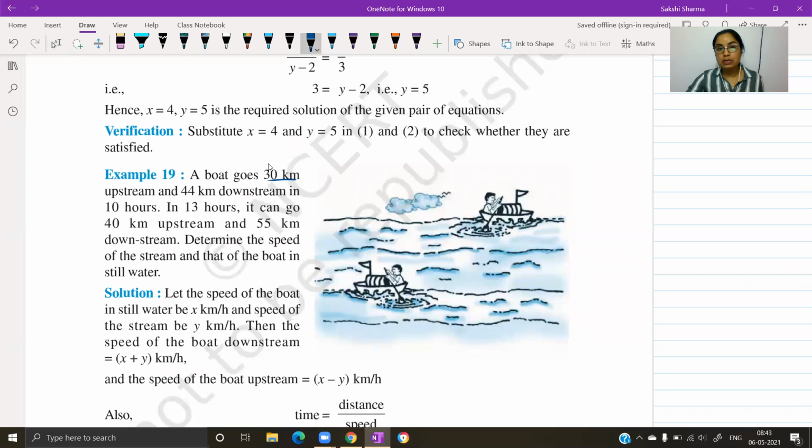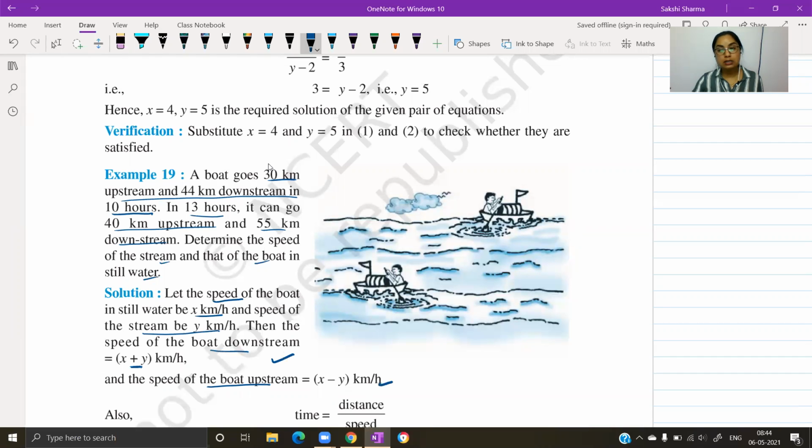A boat goes 30 kilometers upstream, 44 kilometers downstream in 10 hours. And the second case is in 13 hours, it can go 40 kilometers upstream and 55 kilometers downstream. You have to determine the speed of the stream and that of the boat in still water. Just the way we assumed, they have also let the boat's speed and the stream's speed. So if the boat is going along the flow of water, downstream, the speed will be x plus y, and the speed of the boat upstream will be x minus y.